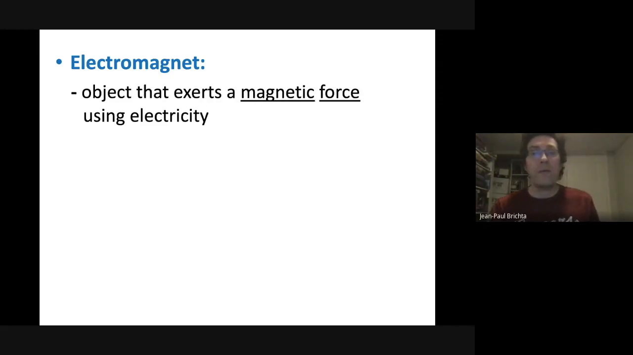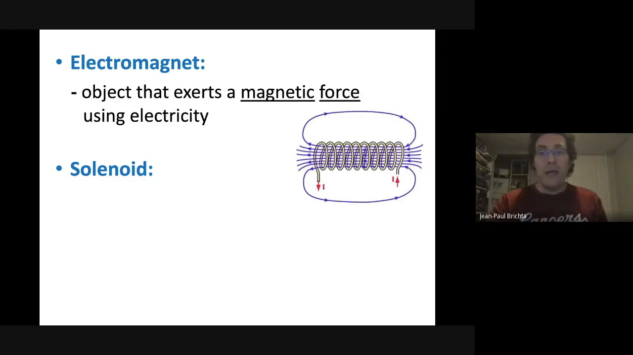Okay, so the first thing we need to make clear is that an electromagnet is a magnet that we create when we run electricity through it. If there's no electricity, there's no magnet, but as soon as we turn on the electricity, we have a magnet. In fact, it can be quite a powerful one. And a solenoid, as I've already mentioned, is just a coil of wire.